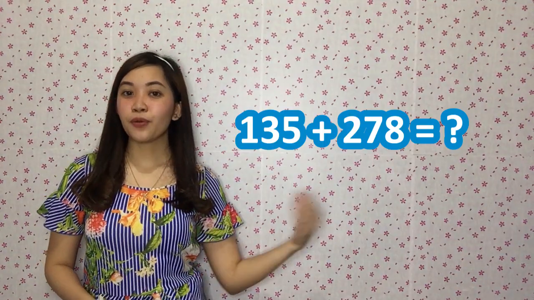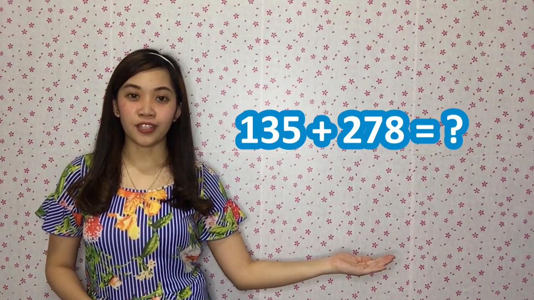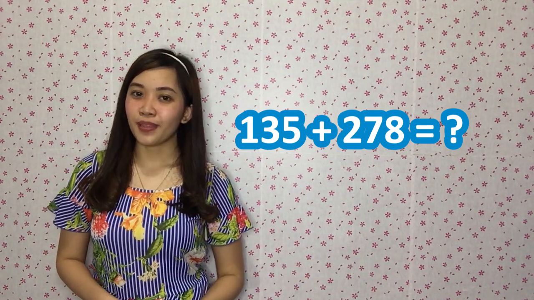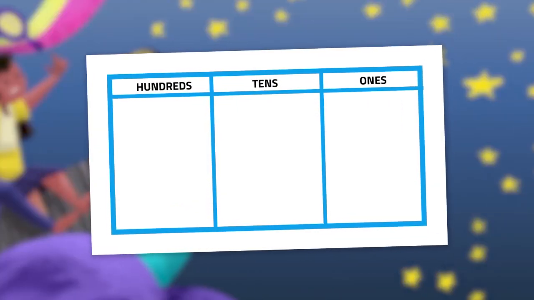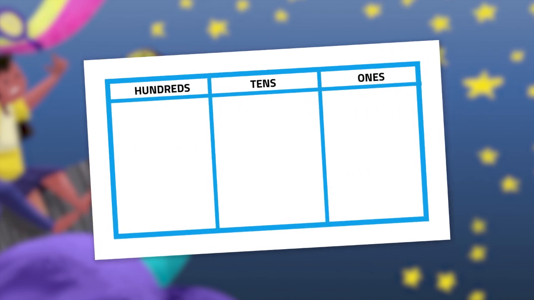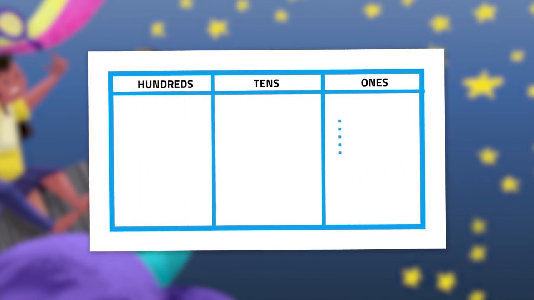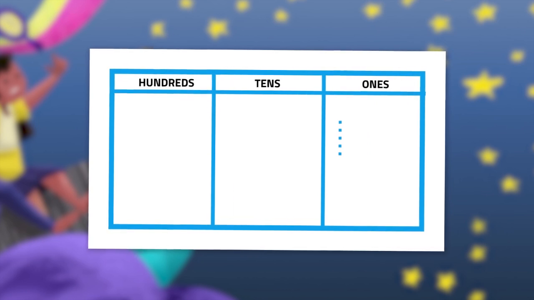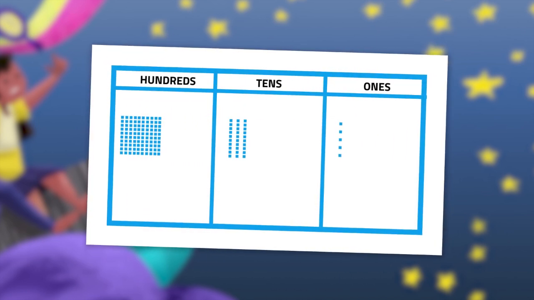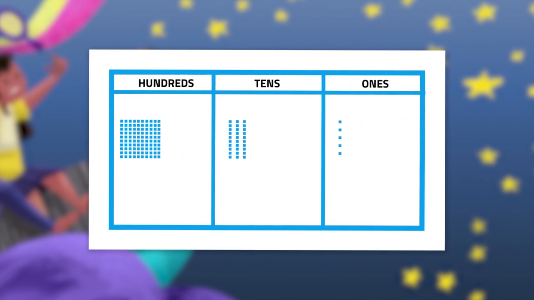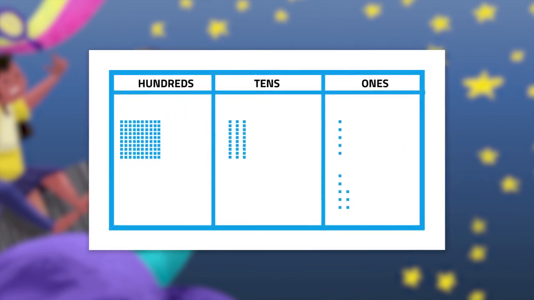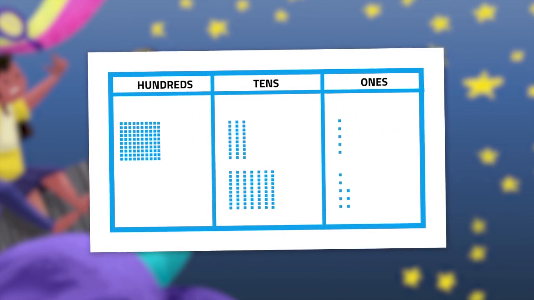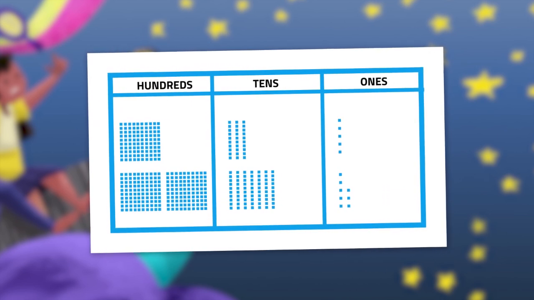Now let's try adding 135 and 278 using a place value chart. First, let's put the blocks in their respective columns. For 135, we put 5 in the ones column, then 3 in the tens column, and 1 in the hundreds column. Now, let's group 278 in the chart. We put 8 in ones column, then 7 in the tens column, and 2 in the hundreds column.